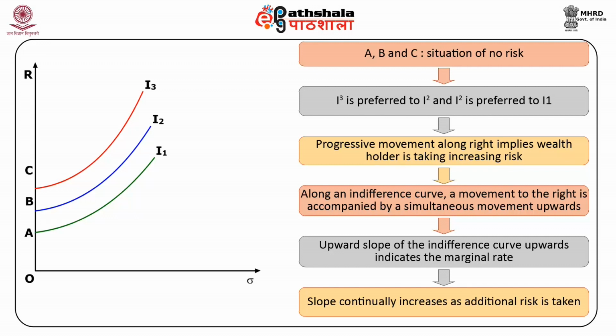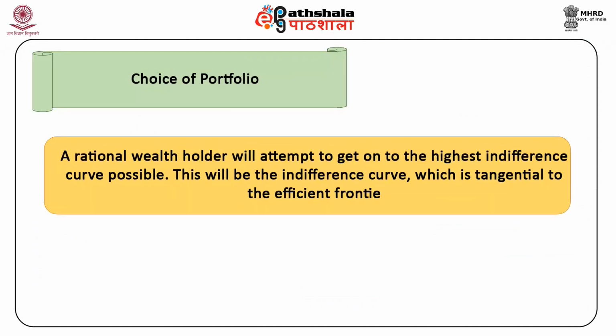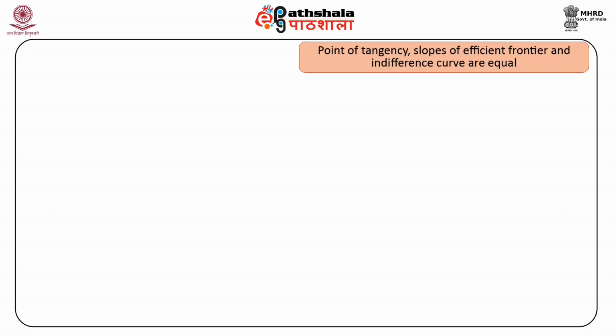These indifference curves show the scale of preferences of a risk-averse diversifier. Let us now study the choice of portfolio. A rational wealth holder will attempt to get on to the highest indifference curve possible. This will be the indifference curve which is tangential to the efficient frontier. At the point of tangency, the slopes of the efficient frontier and the indifference curve are equal.